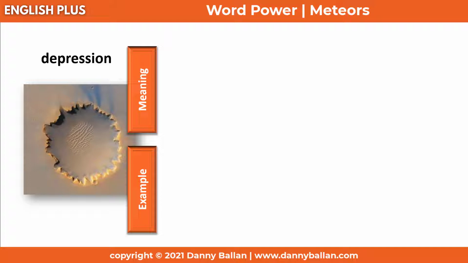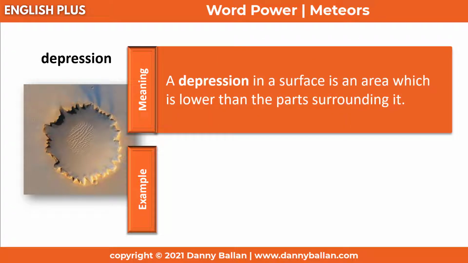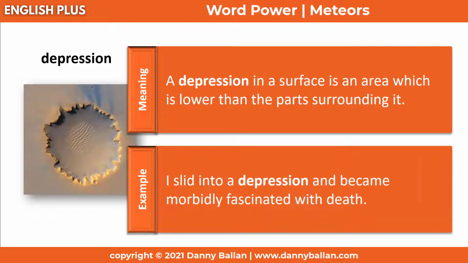And here in the text, we said depressions. The impact of these meteorites leaves large circular depressions in the Earth's crust. A depression, we said, yes, we can use it for mental states, especially when you're sad and you feel you cannot enjoy anything. That's depression, obviously. But a depression in a surface is an area which is lower than the parts surrounding it. Of course, not all depressions in the land are caused by meteors. We have a lot of other reasons. But meteors can cause these depressions that we see in some areas around the world. So that is depression. Now let's move on to talk about the next word, and that is celestial.